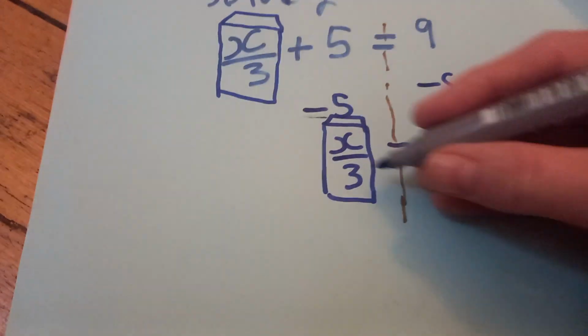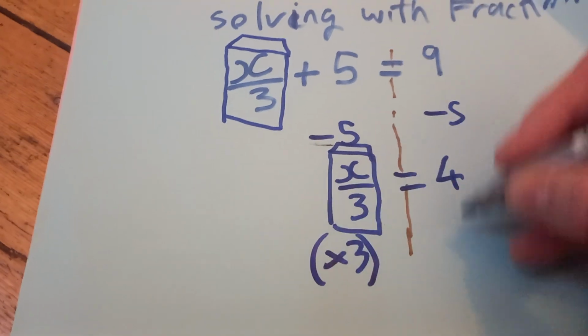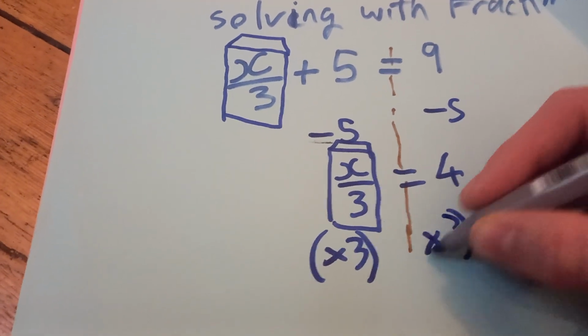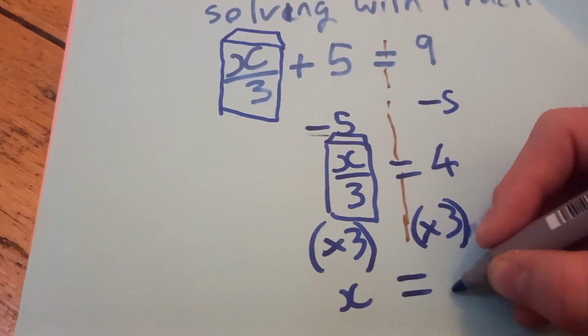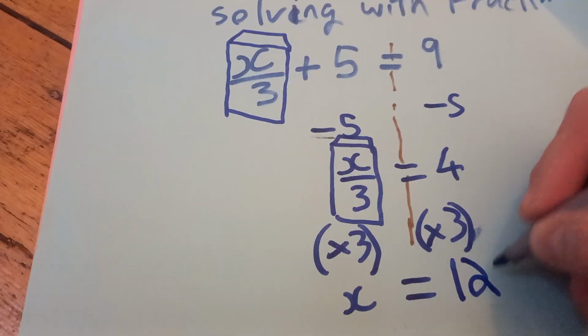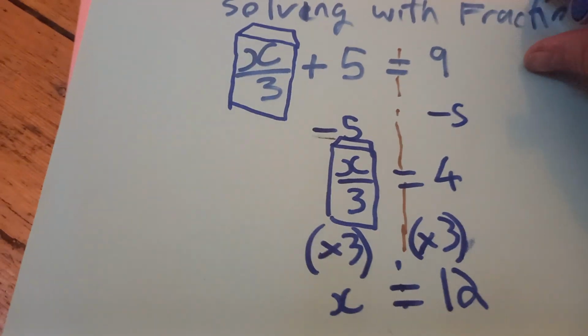Again, is the x on its own? No, we've got to get rid of the person downstairs. So we times by 3. And then if you look, that 3 disappears, and x equals 12. Really key, the wall stays in place.